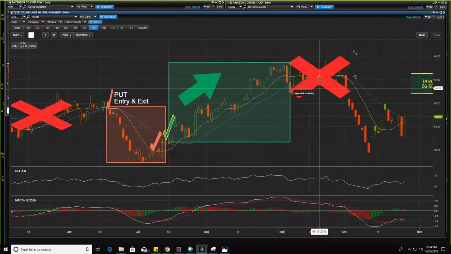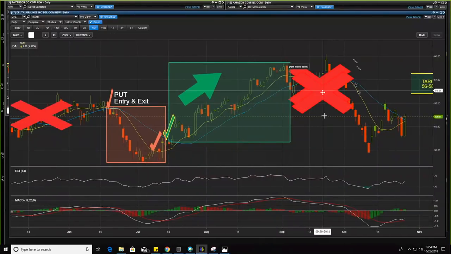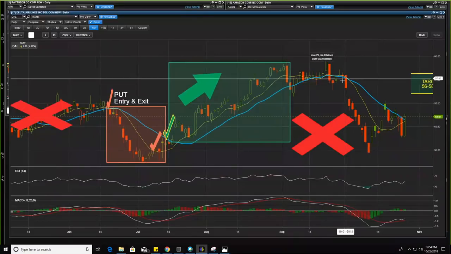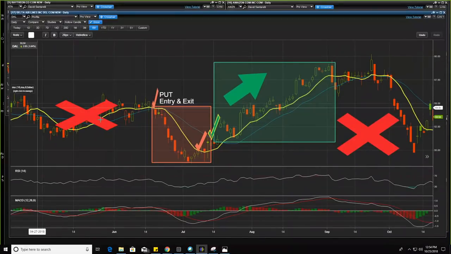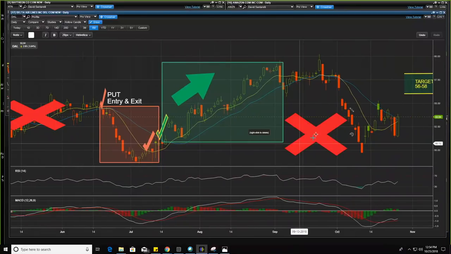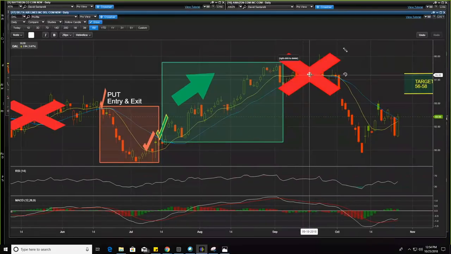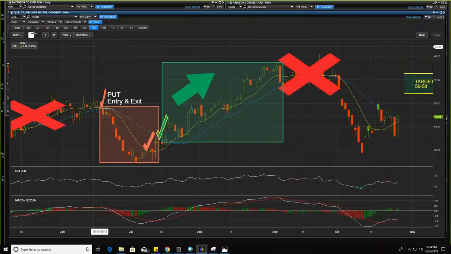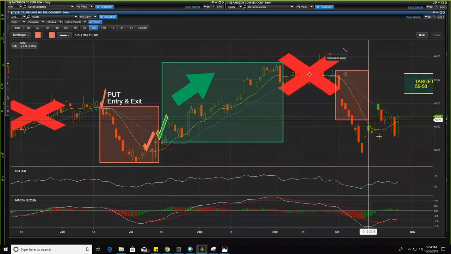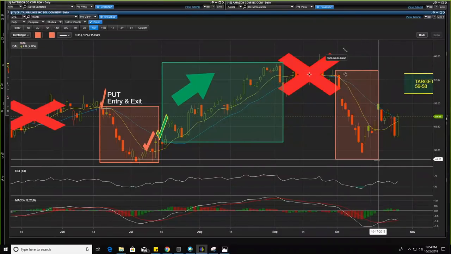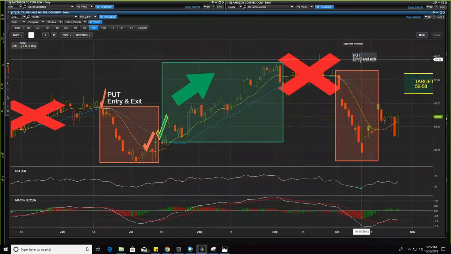When it's in between SMAs, you're not trading. See how the stock's in between SMAs? When it's in between SMAs, you notice it doesn't do much. It's just flat, stagnant. So what you're looking for are these phases. Now, again, right here, you got another entry. So there's your put entry and exit. And then your call.